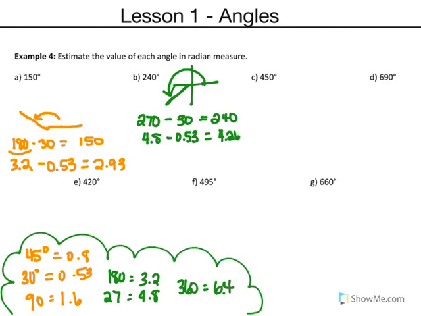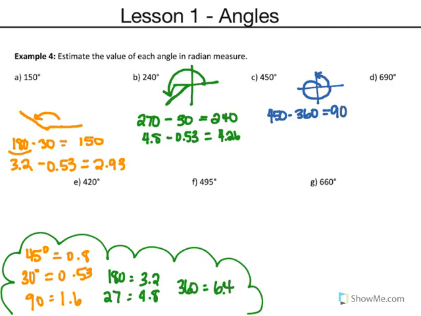Okay, for C, 450 degrees. So this is more than one circle. So if you went one circle, that would be 360. If you take 450 minus 360, you're left with 90 degrees. So it would go all the way up to your 90-degree spot. So that is how you would draw that angle.